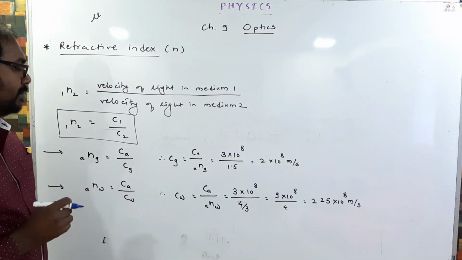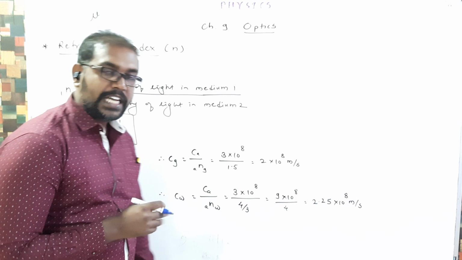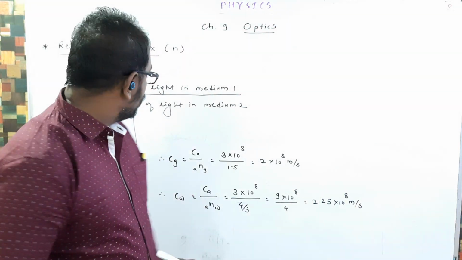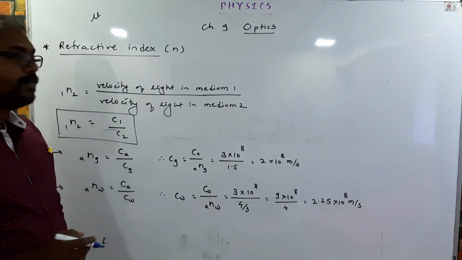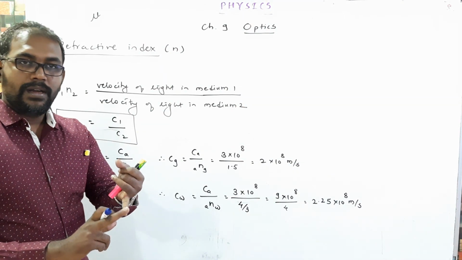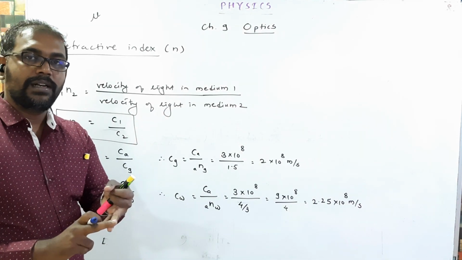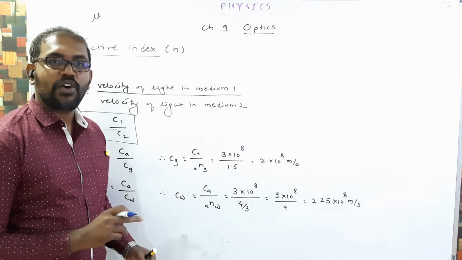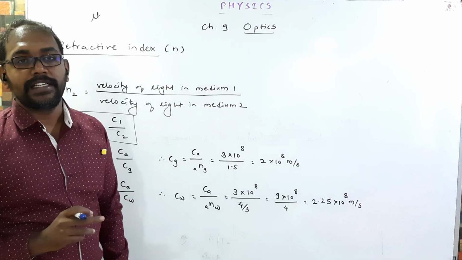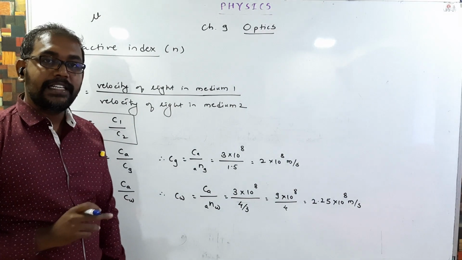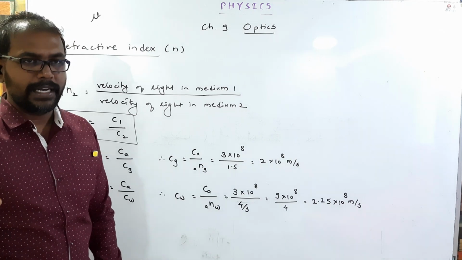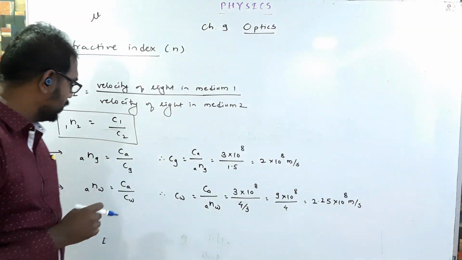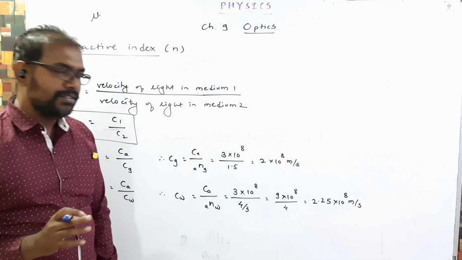Now you remember some values of the refractive index for your reference only. Refractive index of glass 1.5, water 1.33. If we are talking about the diamond, having the highest refractive index, it is 2.4 approximately. Yeah, these are the approximate values, so these are not the exact ones that you need to remember.